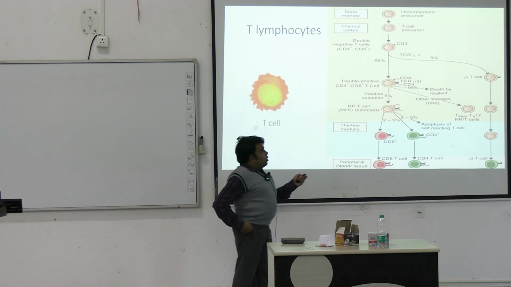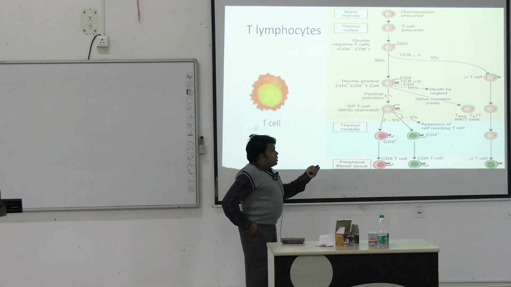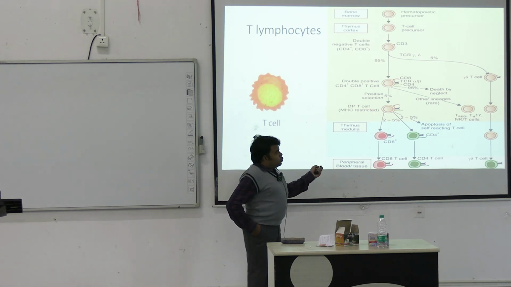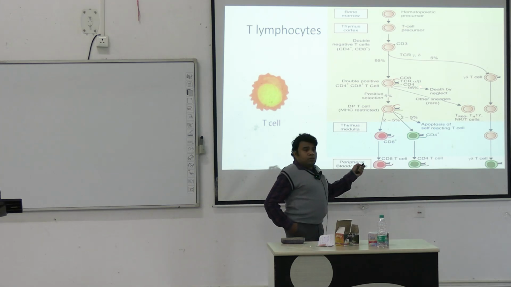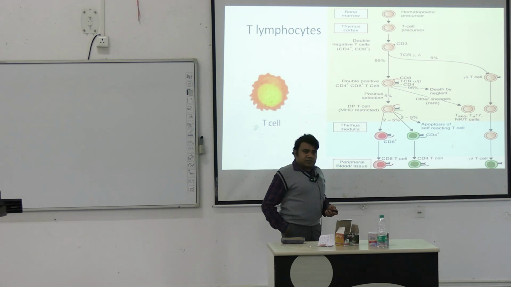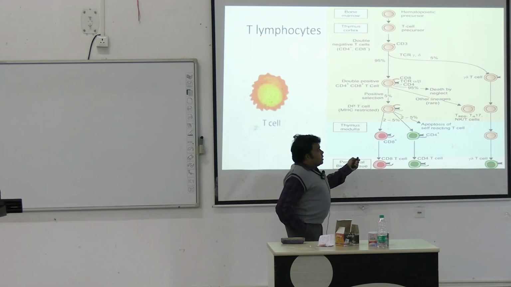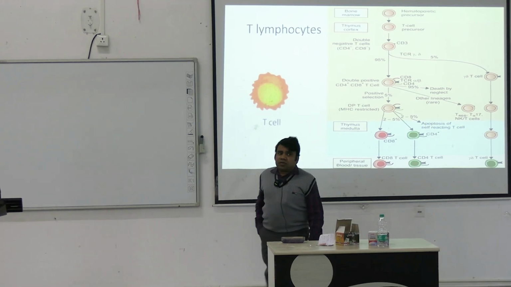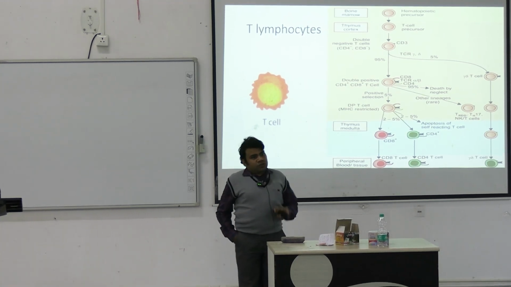Now, next happens what is called positive selection. That means this T cell receptor recognizes the MHC molecule. If it fails to recognize the MHC molecule, the outcome, most of the time, is apoptosis of the T cells. However, some will lose those markers and will form the natural killer cells or T regulator cells. Understood?